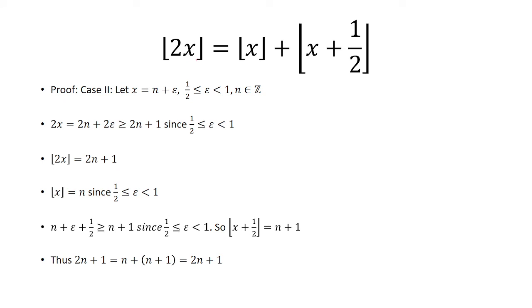And now the left side of the equation here, floor of 2x, is equal to 2n plus 1. The floor of x is equal to n, and the floor of x plus 1/2 is n plus 1. And so the right side is also equal to 2n plus 1.